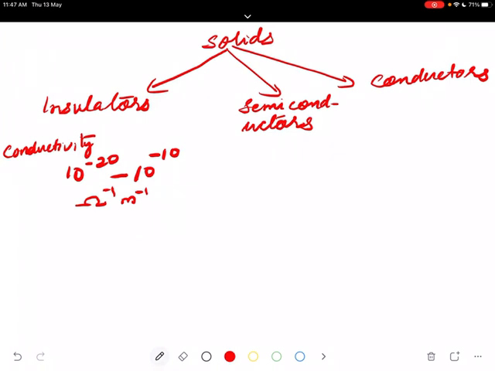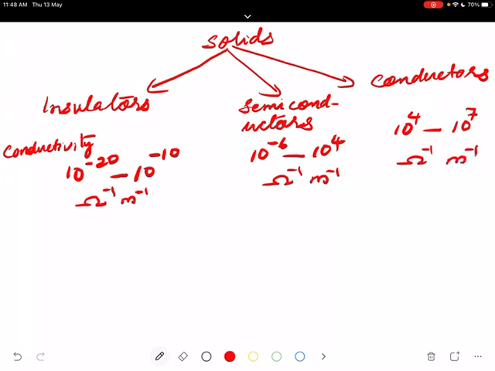For semiconductors, 10 to the power minus 6 to 10 to the power 4 ohm inverse meter inverse. It is a unit, ohm inverse meter inverse. And conductors, 10 to the power 4 to 10 to the power 7 ohm inverse meter inverse.